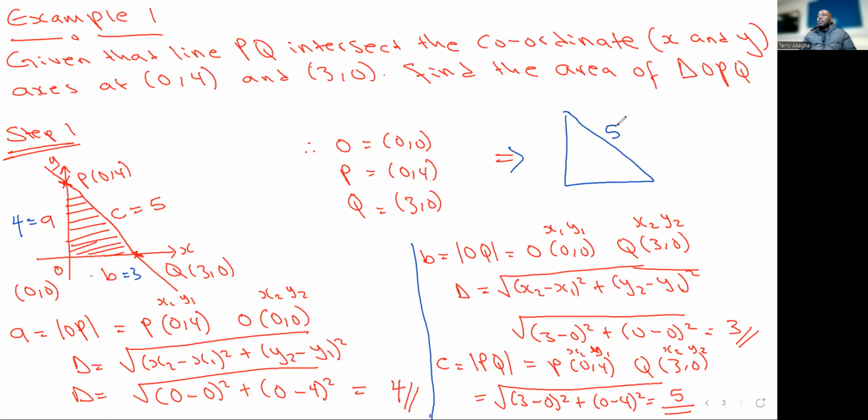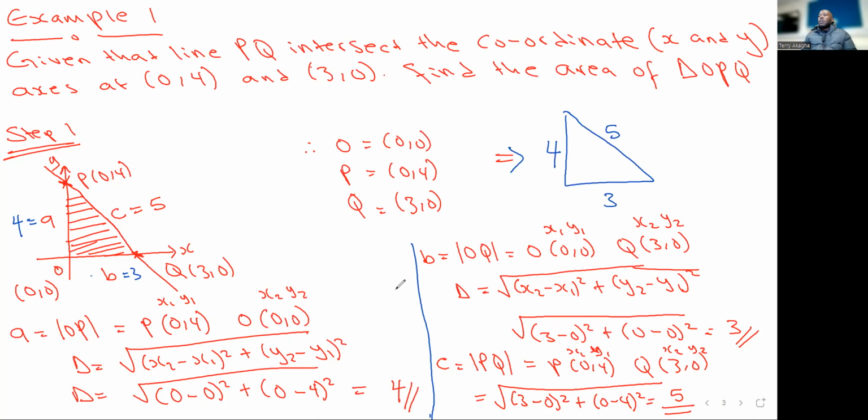So I can draw this graph again as a triangle. We have 5 here, 3 here, and 4. So if this is the graph, 5, 4, and 3. We know our A is equal to 4, our B is equal to 3, and our C is equal to 5. So we found that.